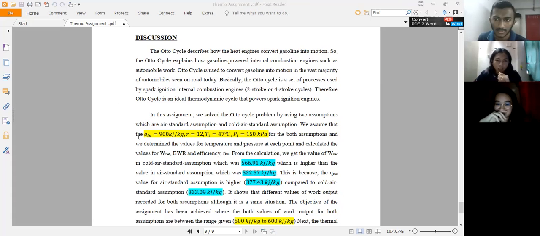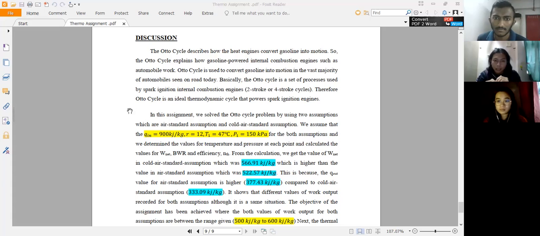Okay, thank you, Jaya. And now I will explain in more detail about both results in the discussion. So generally, the Otto cycle describes how heat engines convert gasoline into motion. Like other thermodynamic cycles, it converts energy into thermal energy, which is then converted into motion. So the Otto cycle explains how gasoline-powered internal combustion engines, such as automobiles, work. The Otto cycle is used to convert gasoline into motion in the vast majority of automobiles seen on the road today.